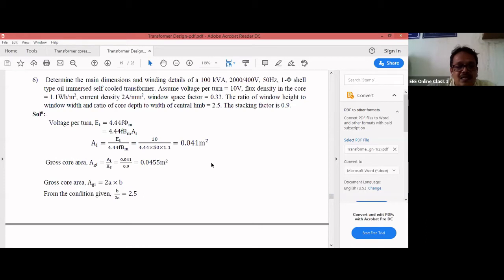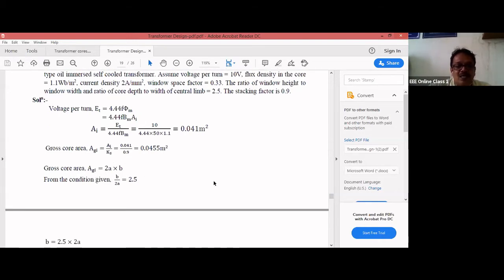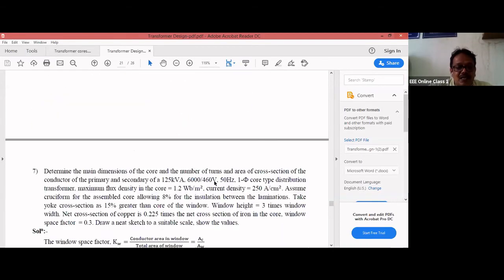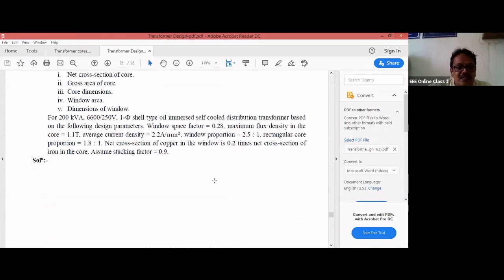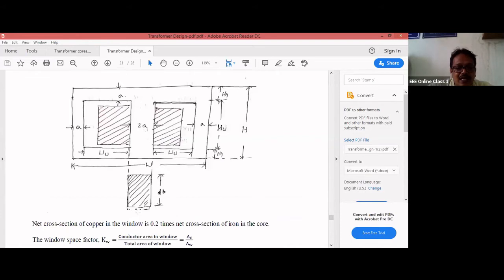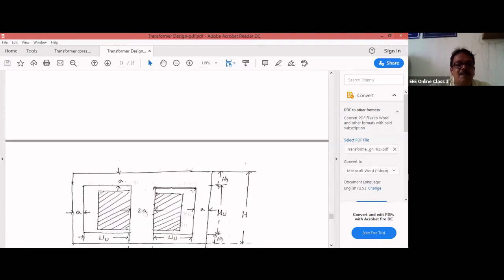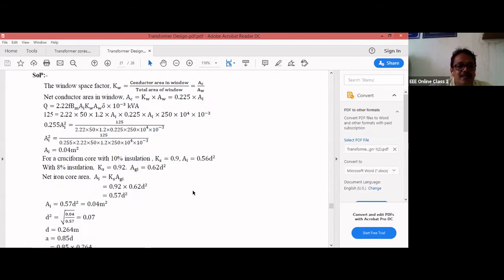0.0445 square is the gross core area Agi. For shell type, the width will be 2A and depth will be B. So 2A into B is your gross core area for shell type. Once again I show the figure. I think I missed something here, so I'll put once again the correct figure. This is 2A and this is B. So 2A into B.